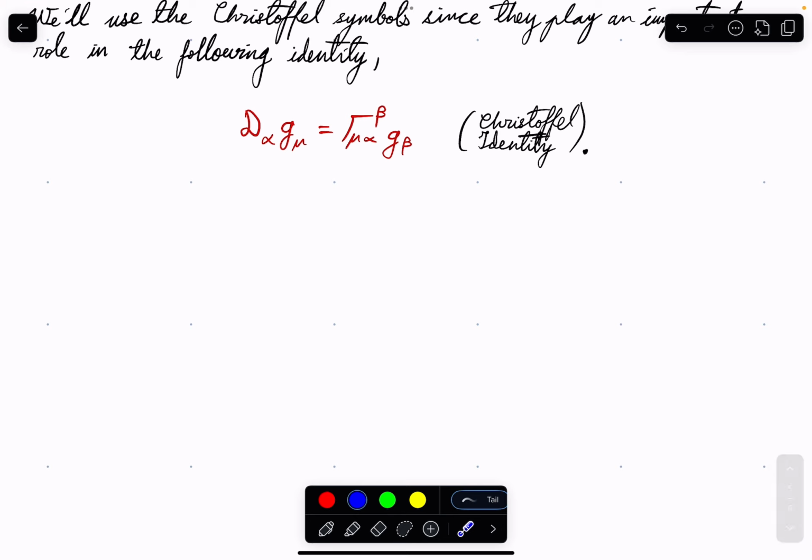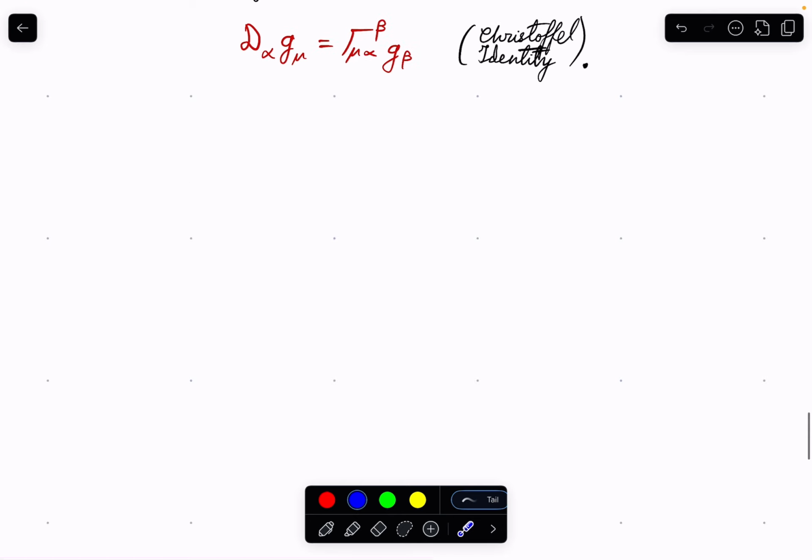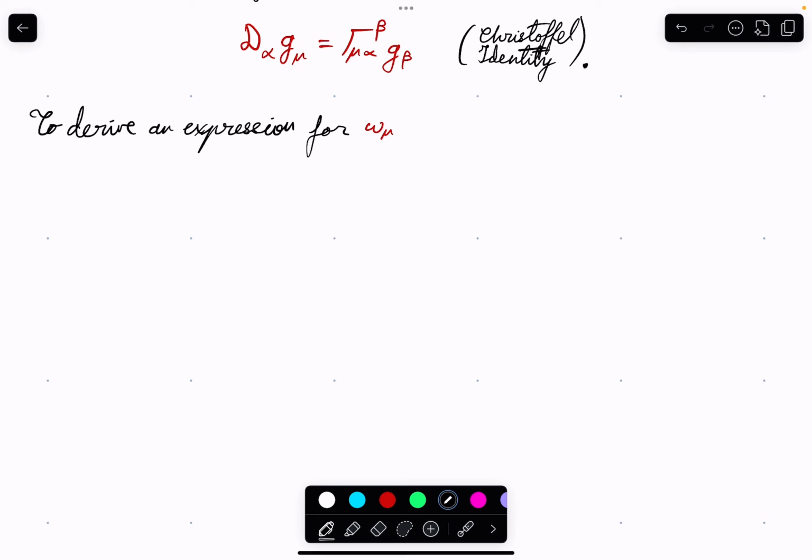All right, so to derive an expression for omega mu, we must first take the covariant derivative.